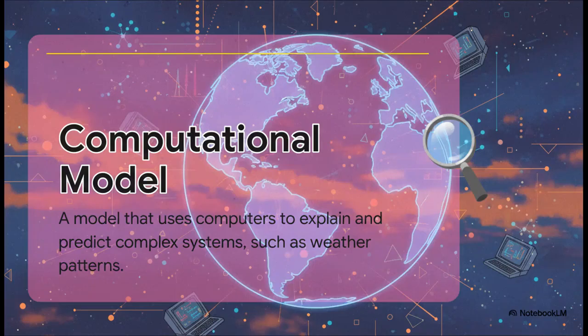And finally, we've got computational models. These basically take those mathematical models and feed them into powerful computers to simulate incredibly complex systems. I mean, anytime you check a weather forecast to see where a storm is heading, you're looking at the results of a really sophisticated computational model at work.